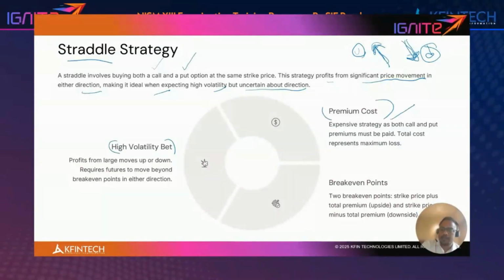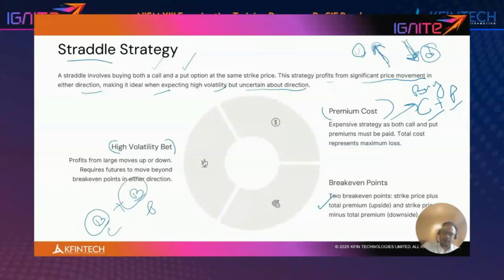Premium cost is expensive. Why? Because here you are buying the call and the put both, so your premiums are expensive. Here you will have two break-even points, one on the upside and one on the downside, because you are buying a call and a put both. So straddle, remember, is for high volatility.